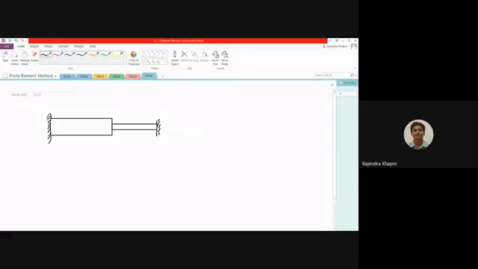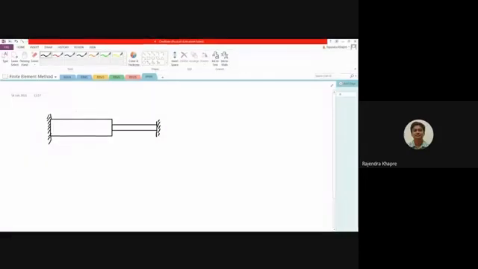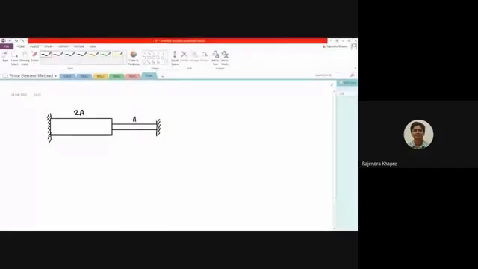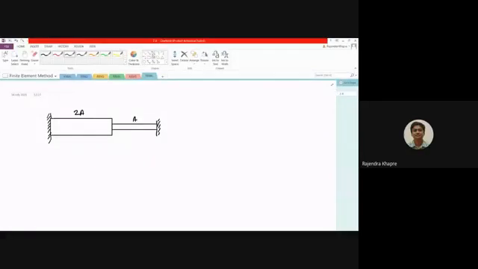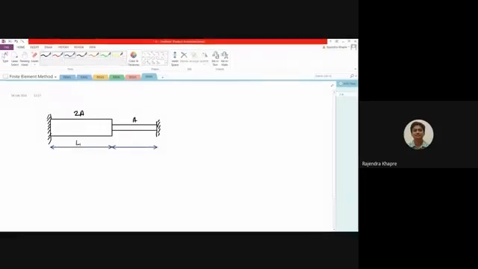So let us say we have a cross section area over here. This is 2 times area and this is only area. So this is the situation in front of us, right? So now how to handle this particular situation? Just for example, let me take this length as L1, and this will be your L2. So this is L1 and this will be L2.